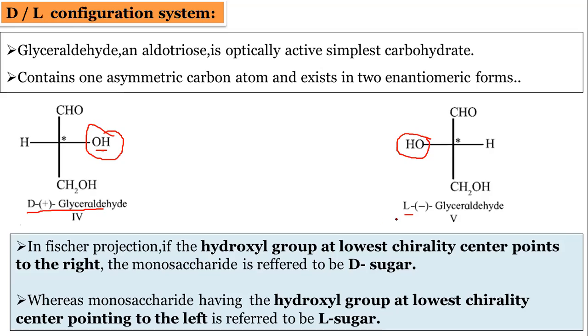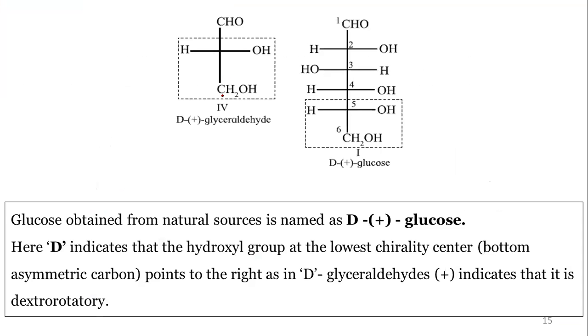This capital D and capital L are the configuration systems. I think you understood this. These are not asked in the exam; I drew them only for D and L. Here in these structures, we can clearly see this is D-glyceraldehyde because this OH is on the right hand side, and this is D-glucose because the lowest chiral carbon is number 5, and we have to check this. This OH is on the right hand side, that's why it is D-glucose, and this is D-glyceraldehyde.